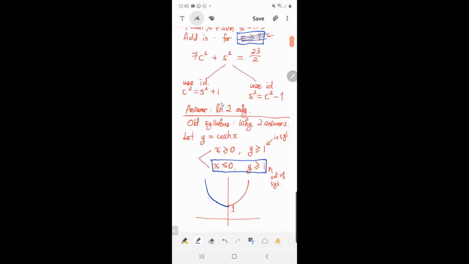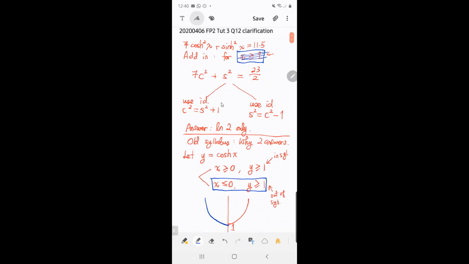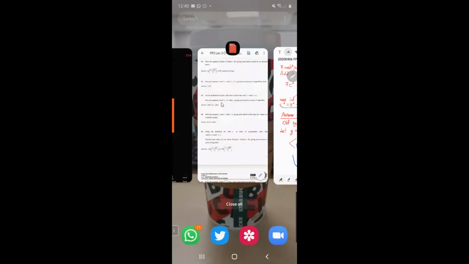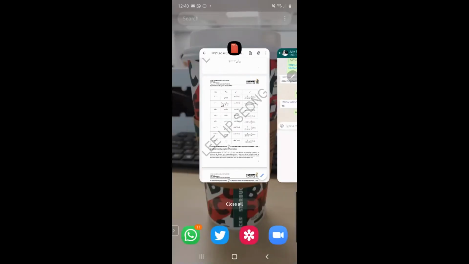Okay, so this is how you solve it. Now I didn't solve the whole thing here, so I expect you to go and do it yourself. All right, DIY. So you have two ways of solving this. By using the first identity, you change the cos squared to sine squared plus 1, or you change the sine squared to cos squared minus 1. Up to you. All right, so now we proceed with the lecture that I want to talk about today.